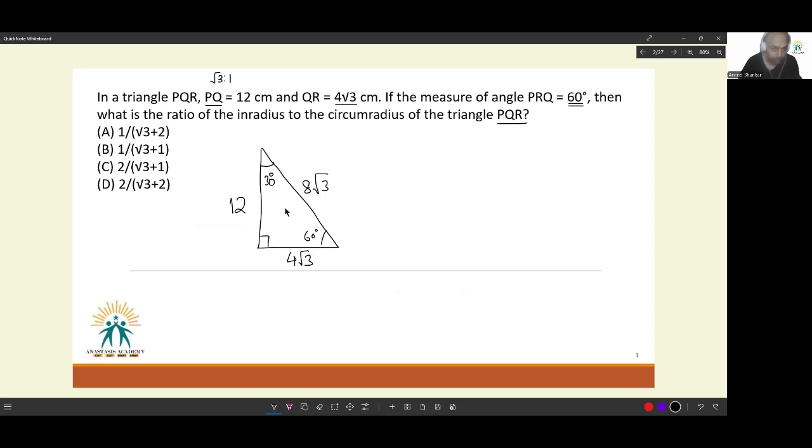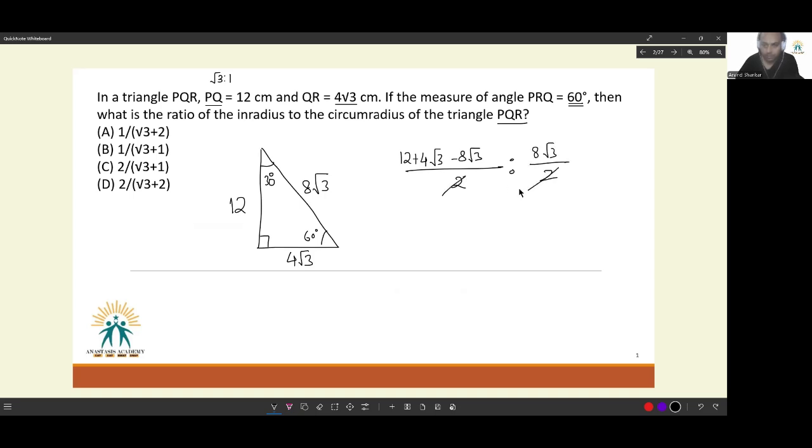very simple because we know it is a right angle triangle. Here the working would be: inradius of a right angle triangle is (A plus B minus C) by 2, so 12 plus 4 root 3 minus 8 root 3, by 2. This is the inradius, and circumradius is simply half the hypotenuse. So it will be 8 root 3 by 2.